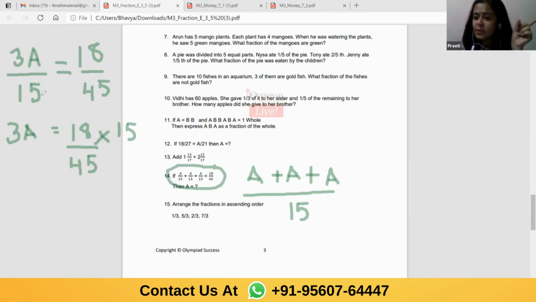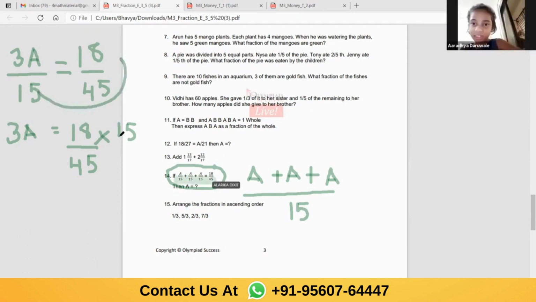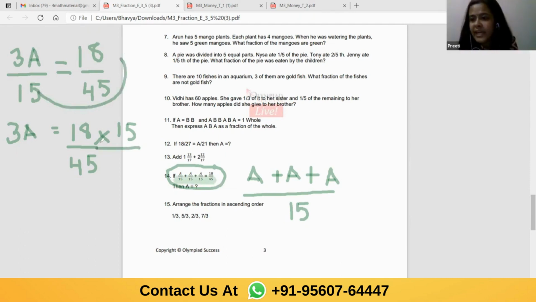Now, in the last question, from the right hand side, we took the denominator to the left hand side. In this question, from the left hand side, we are taking the denominator to the right hand side. That is the only difference. This 15 is going here. So when it is going here, it will get multiplied to 18.